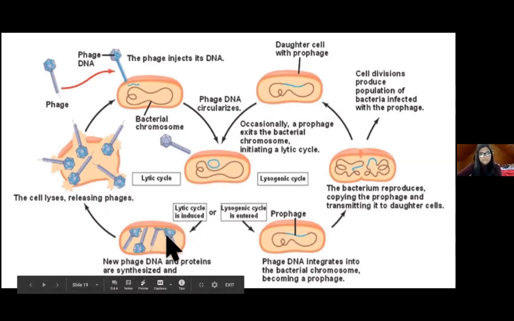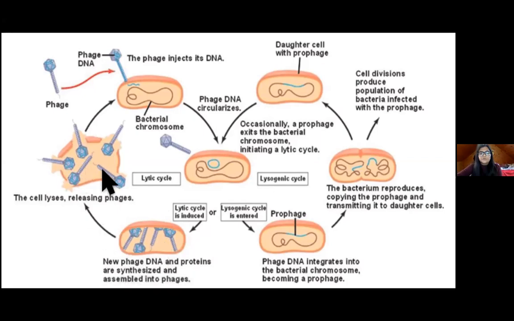So it would go into this cycle, which is the harmful cycle. If it goes into this cycle, then new bacteriophages are created from proteins within the cell, because the viral DNA will now tell the cell to create more of these viruses. And when they do, the cell may lyse, which means it may burst, which will release more of this virus into the body.